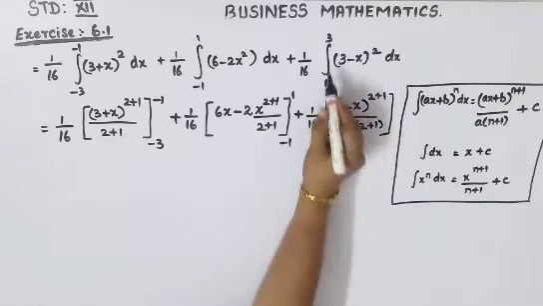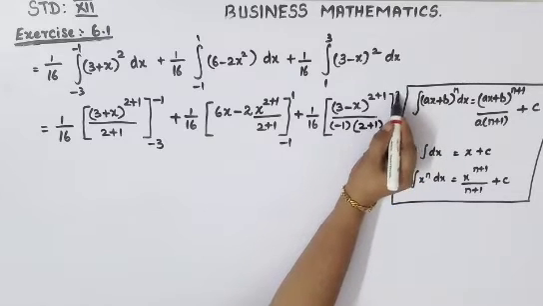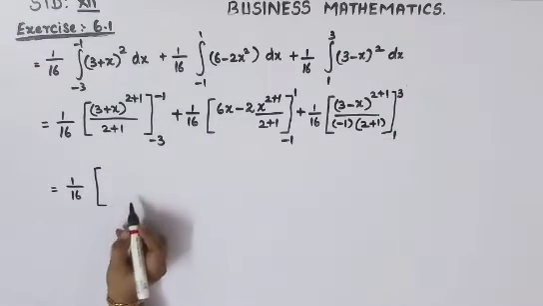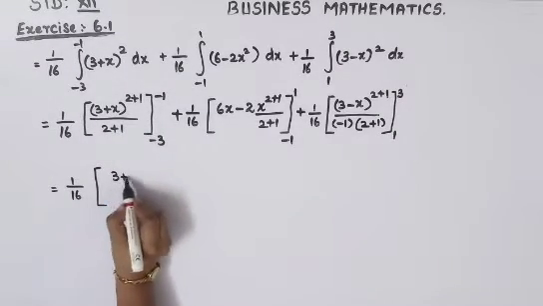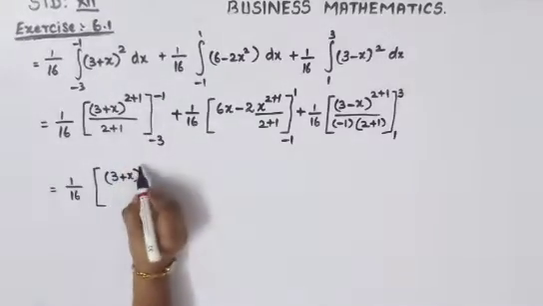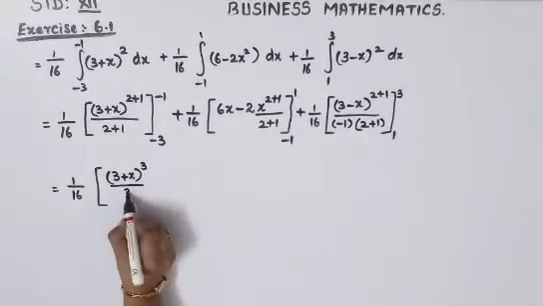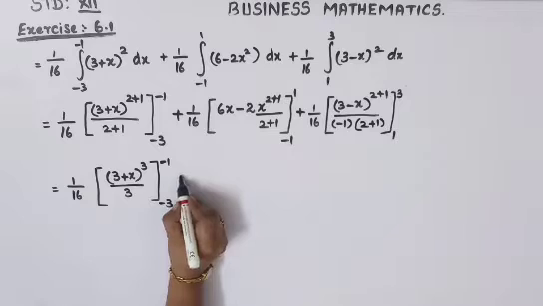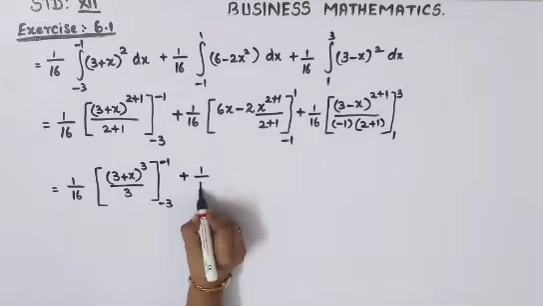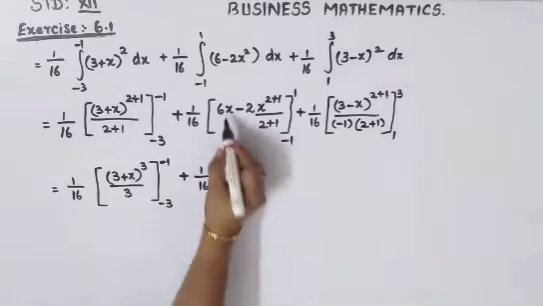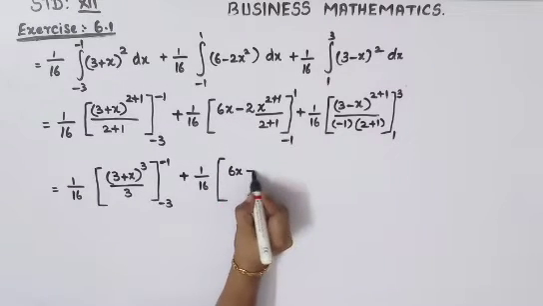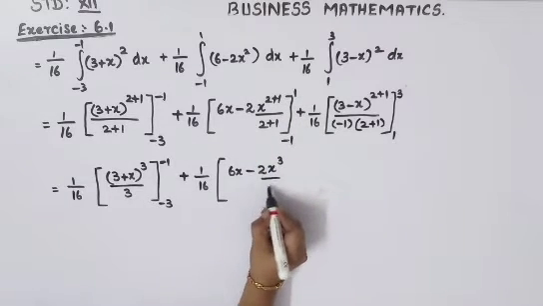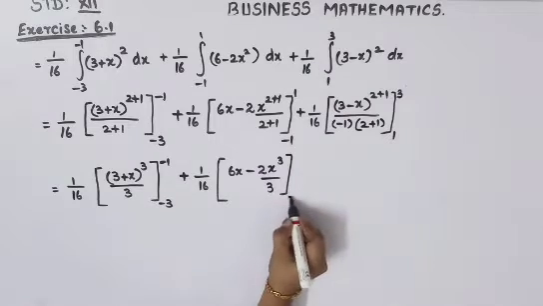Your limit is 1 to 3. So which is equal to, just go for your solving, 1 by 16, keep your 1 by 16 out as it is. This 3 plus x is there, the power is 2 plus 1, so 3 divided by here also 3, and your limit is from minus 3 to minus 1. Plus this 1 by 16, again open your bracket, here 6x is there, minus 2, x power 2 plus 1 is x power 3 divided by 3, and your limit is from minus 1 to 1.